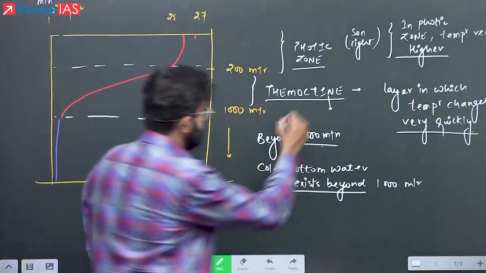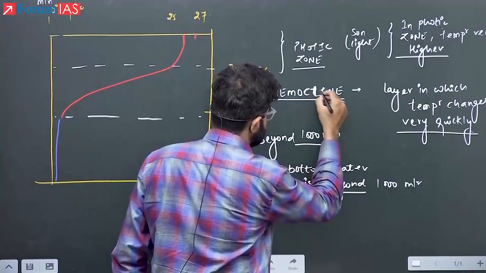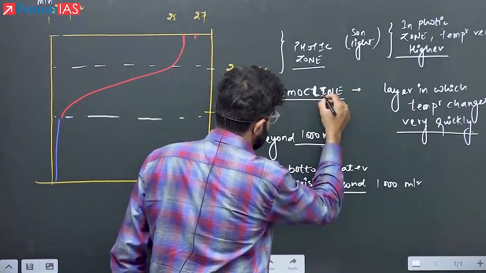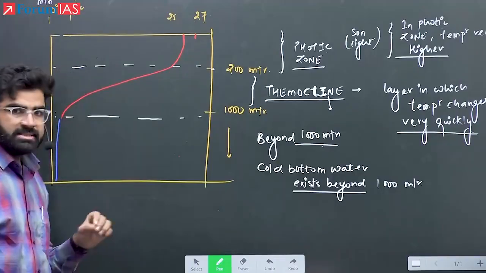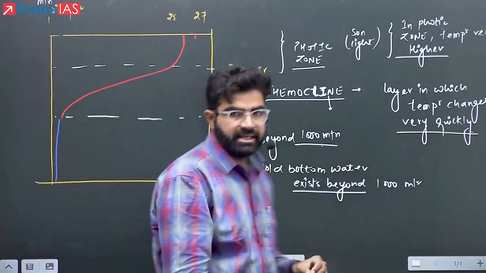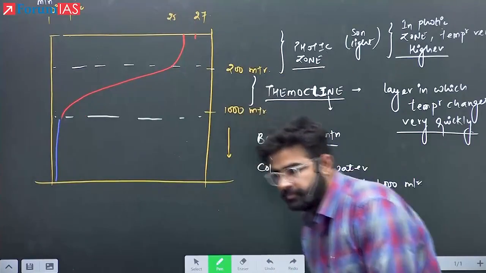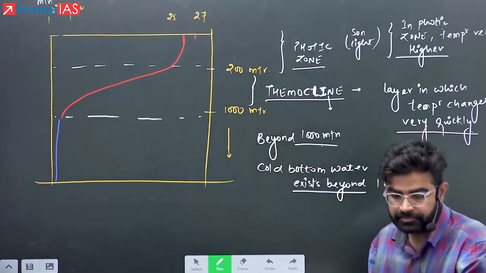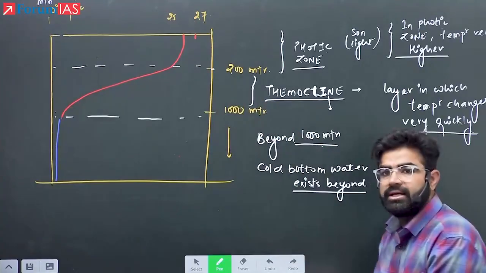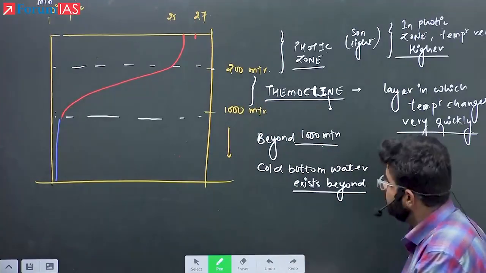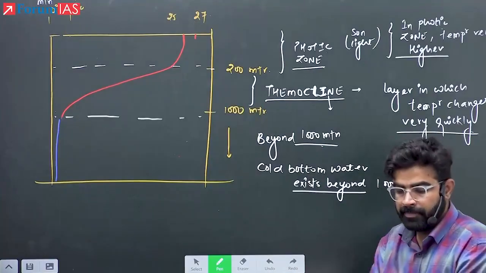Thermocline. Thermocline means temperature is changing very rapidly in this zone. In some of the books, this can also be taken as 200 to 500 meters as well. But 1000 is safer.